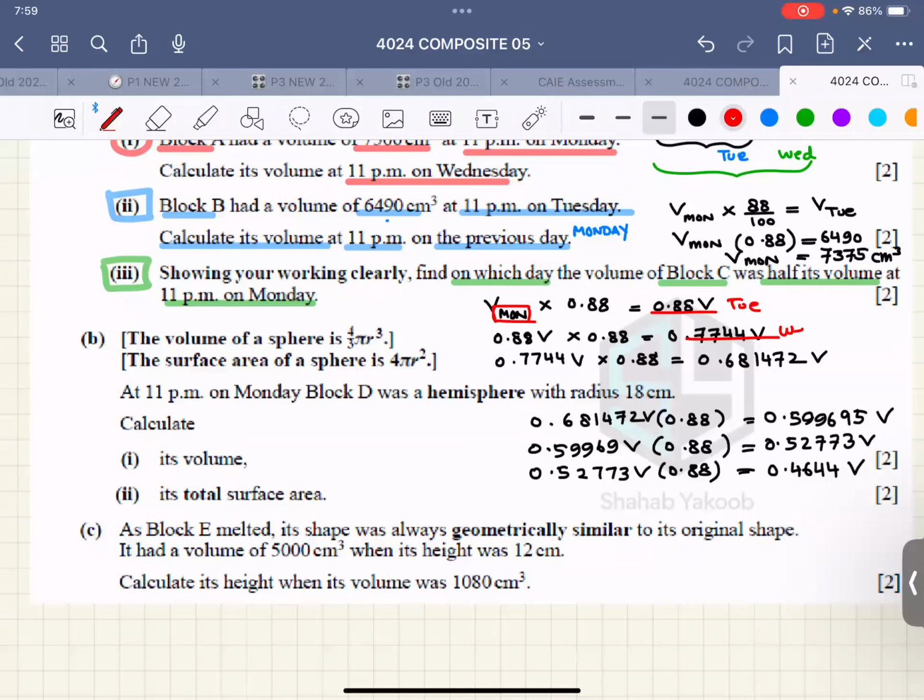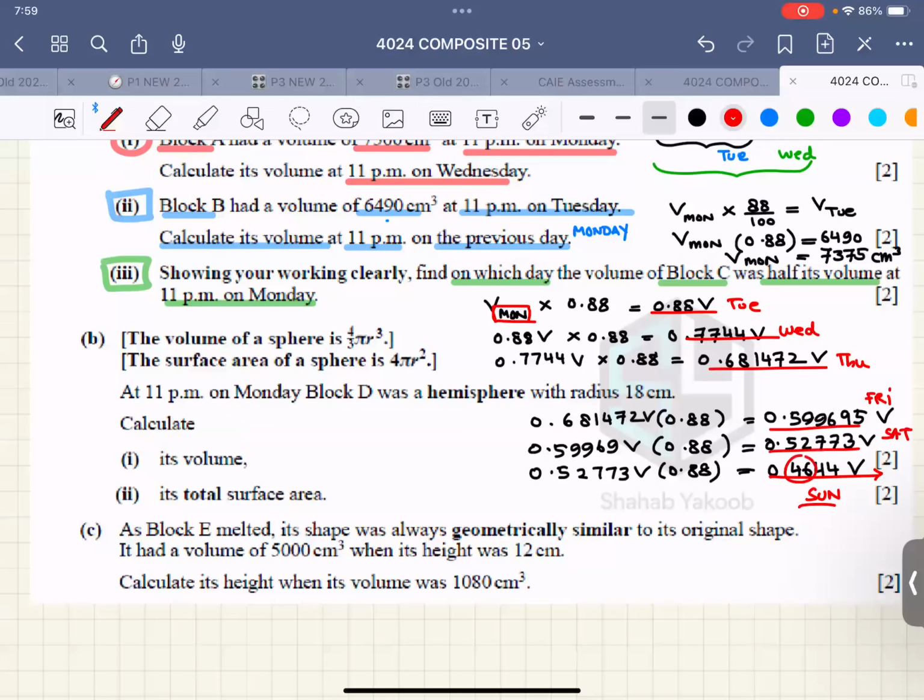This is at the end of Wednesday. This is at the end of Thursday. Every day it is 88% of the original, that is taking one day. This is Friday. This is Saturday. And last but not the least, that means on Sunday, it will be less than 50%, half its volume.